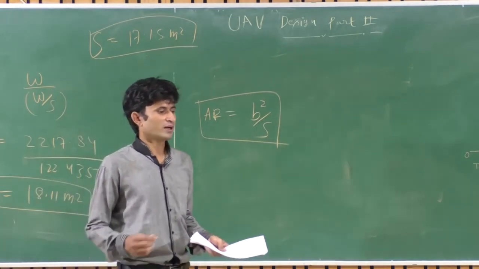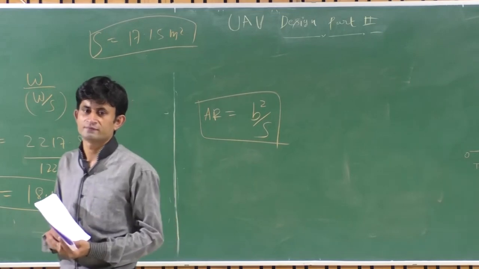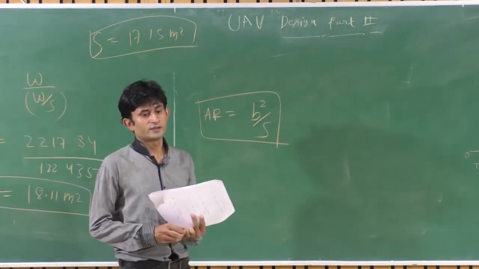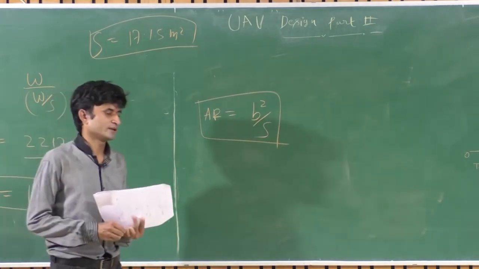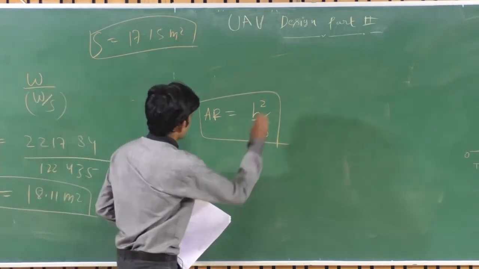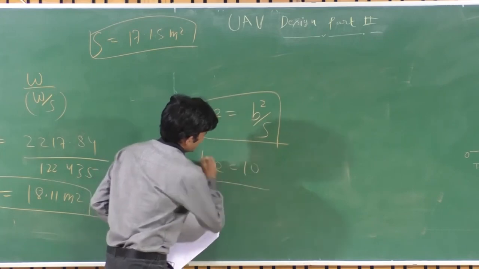So basically the aircraft we are designing belongs to the general aviation aircraft, basically the trainer aircraft. That means 4 or 5 passengers will be there, 1 pilot, 1 co-pilot, maximum 6 to 7, like. So aspect ratio you just assume 10. Okay.